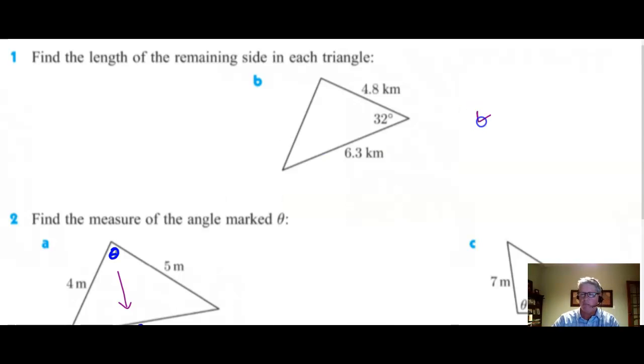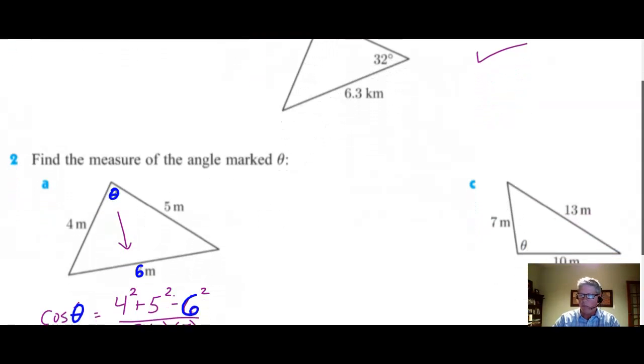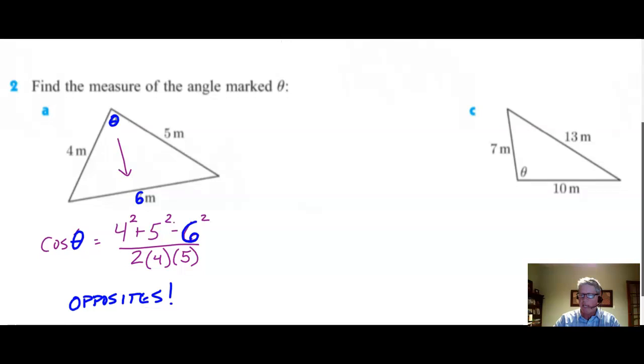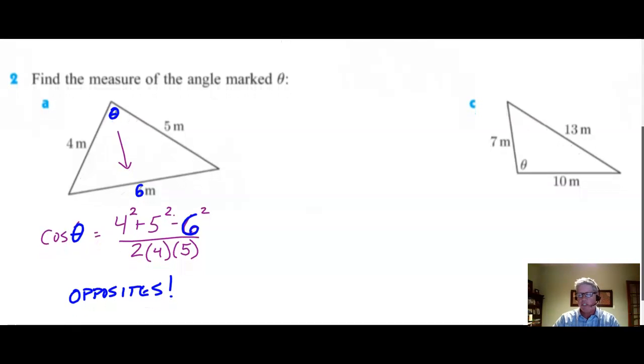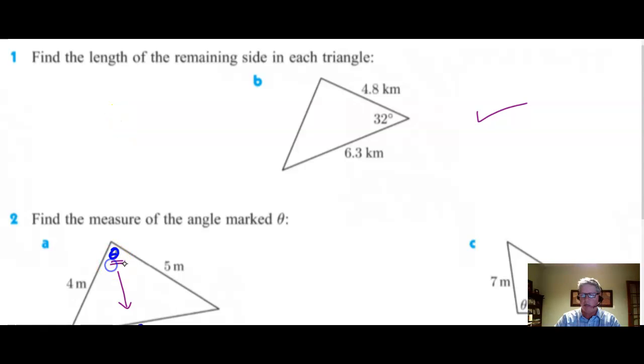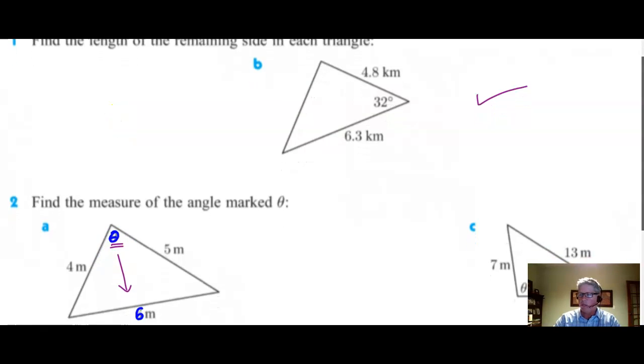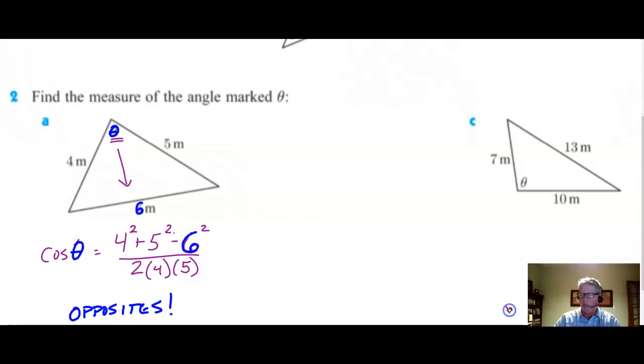All right, this one, slam dunk. That's a plug and chug. It's number 1. It's got to be. They're looking for that opposite side. Number 2, you're supposed to do A and C. You know, I just kind of reaffirm the idea that if you're looking for this angle right here, you make sure that you plug in the formula, that opposite side goes in that position, okay?